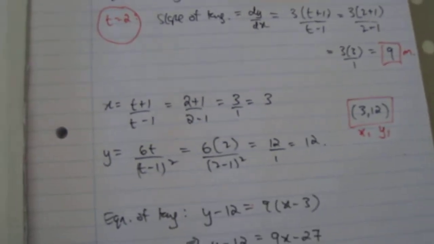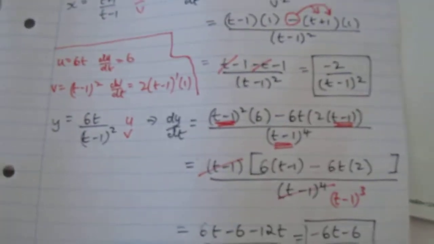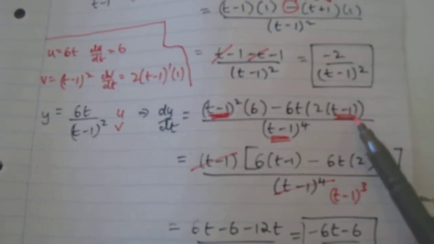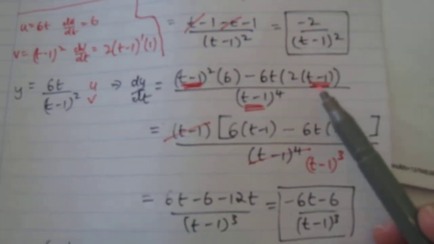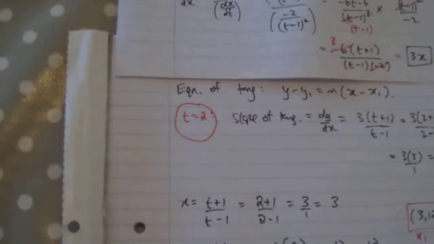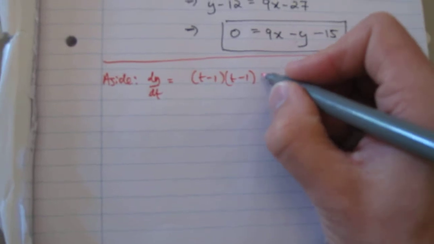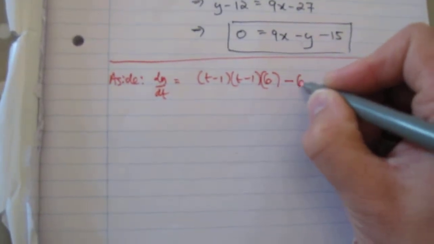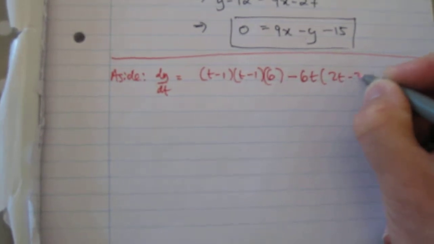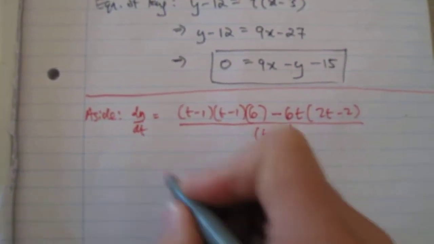Okay. Just as an aside, and just to show you that you can do it, we're going to go back to here, and we're going to multiply this out and show that you can solve the equation. So we've got dy/dt equals (t minus 1) by (t minus 1), this is (t minus 1) squared by 6 minus 6t into 2t minus 2. So all we've done there is written out the (t minus 1) squared, and we multiply the 2 into a bracket, all over (t minus 1) to the power of 4.